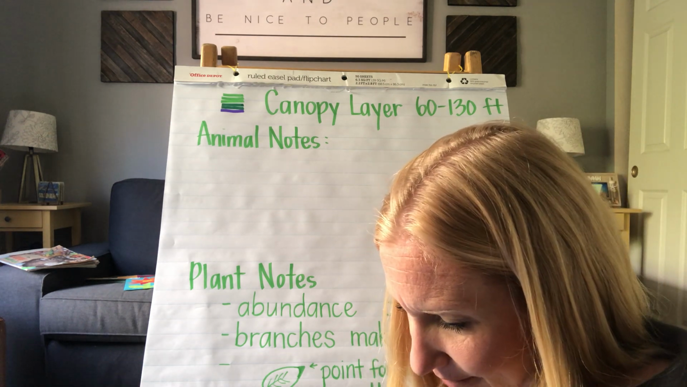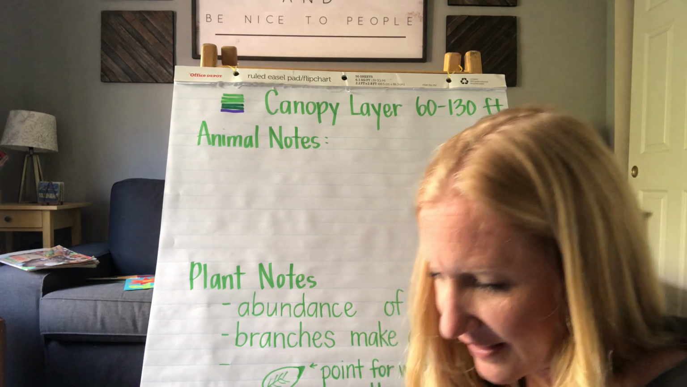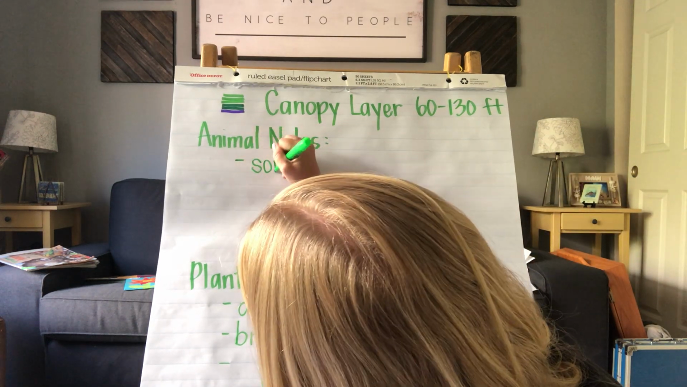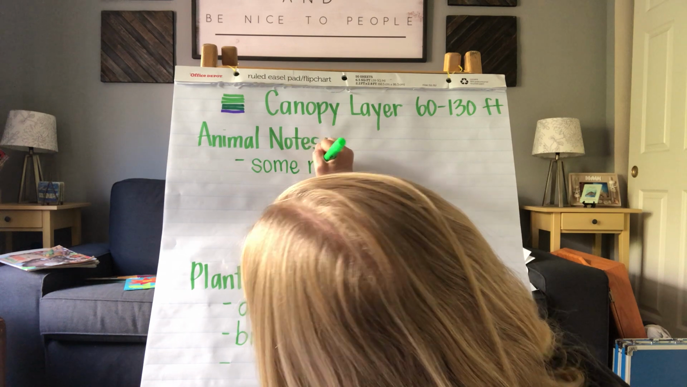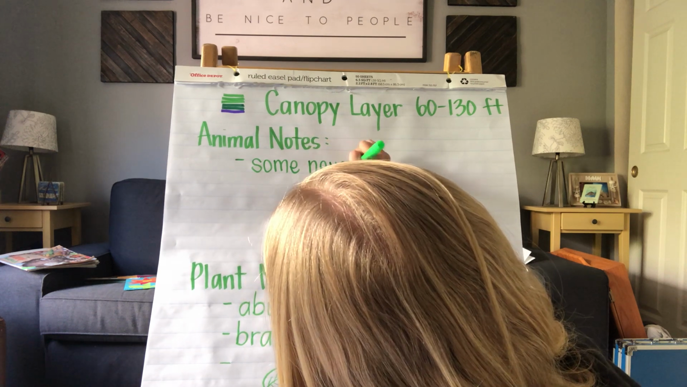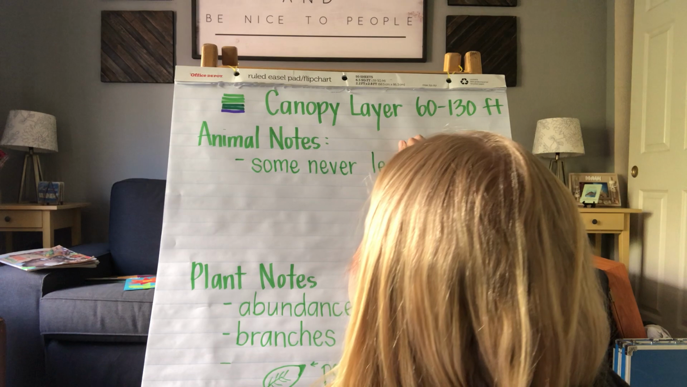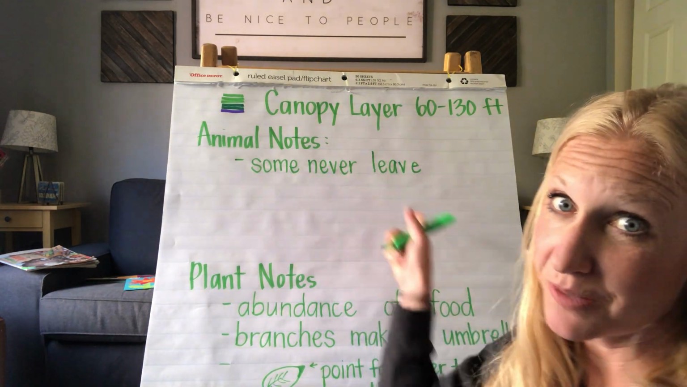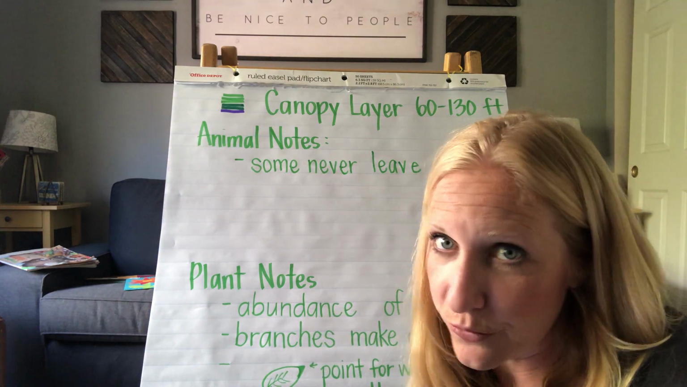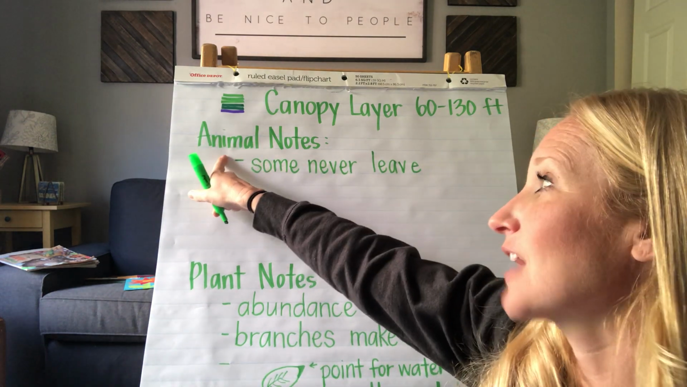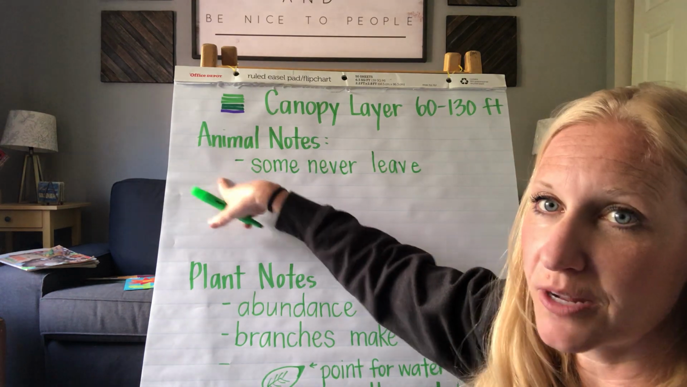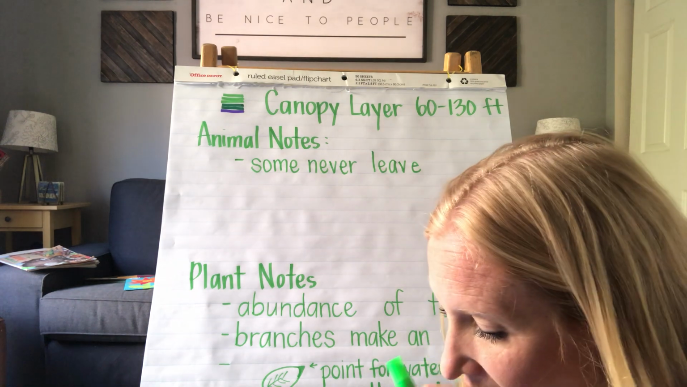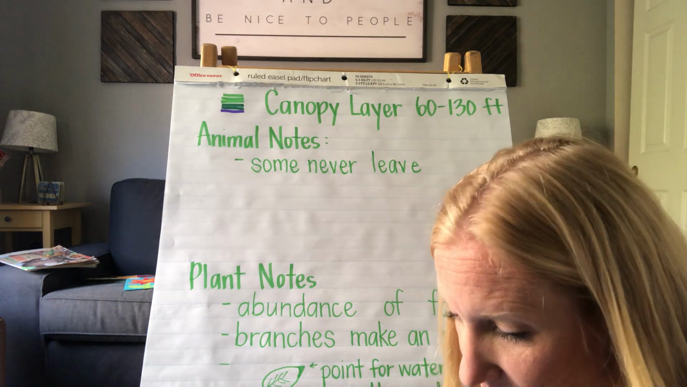So let's see. I think it's important to say that some never leave this layer. Some never leave. And when I say some never leave, this would be a really bad sentence, because you don't know what some is. But because I put it under animal notes, you know that I'm talking about animals. So some animals never leave. And then we just get to give some examples.